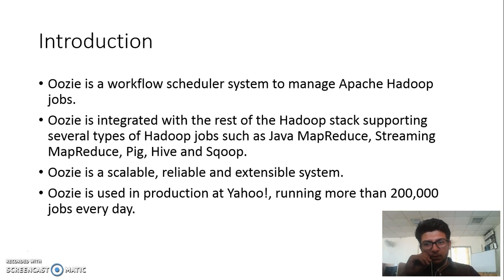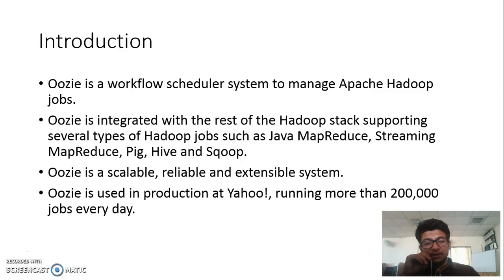So as we all know, in big data there are a huge number of jobs that need to be performed parallelly. So in doing so, we need a dedicated scheduler system which would decide a particular workflow so that the jobs can be run smoothly. Now Oozie is one such service, which is a workflow scheduler system, and that manages these jobs.